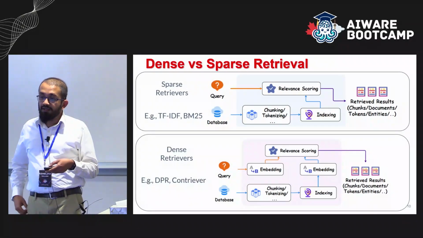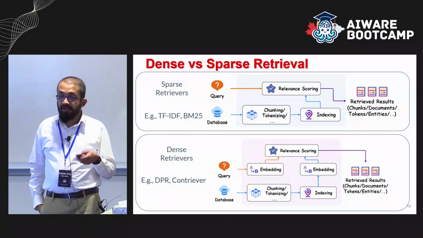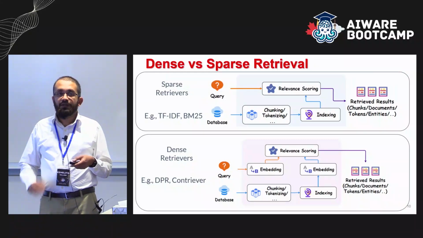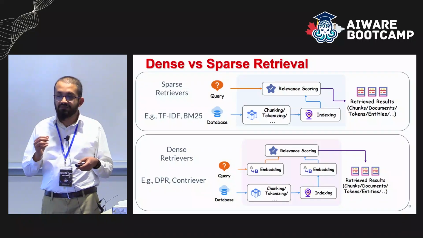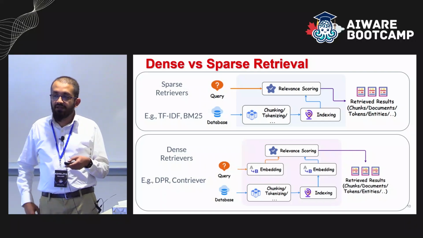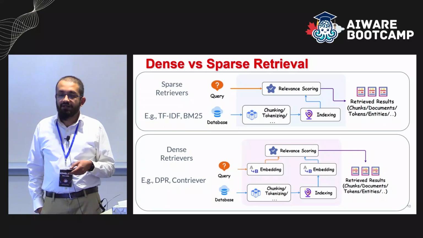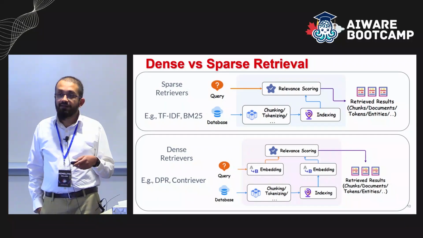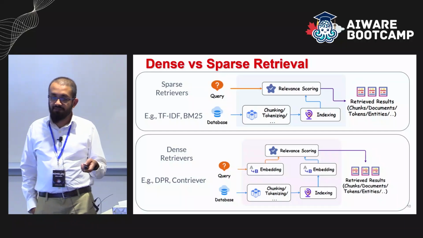document. So here what happens is, in the database you have the chunked or tokenized documents, and then you have indexing, and when the query comes in, you do a relevance score computation and then retrieve the results or chunks. You can use techniques like TF-IDF or BM25, which are already known in this space, that came before these large language models became a thing.